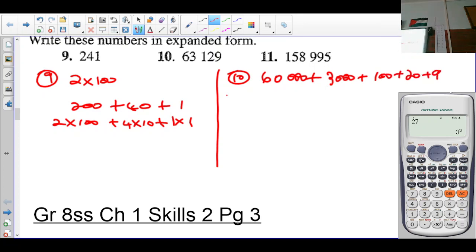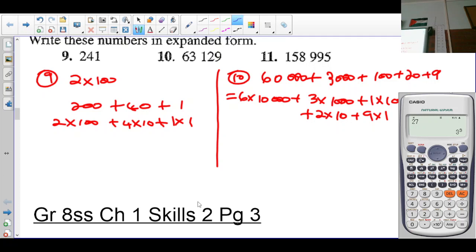So in expanded form, it's going to be 6 times 10,000. It's going to be 3 times 1,000. It's going to be 1 times 100 plus 2 times 10 plus 9 times 1. Easy, not so? Right. Let's look at number 11.